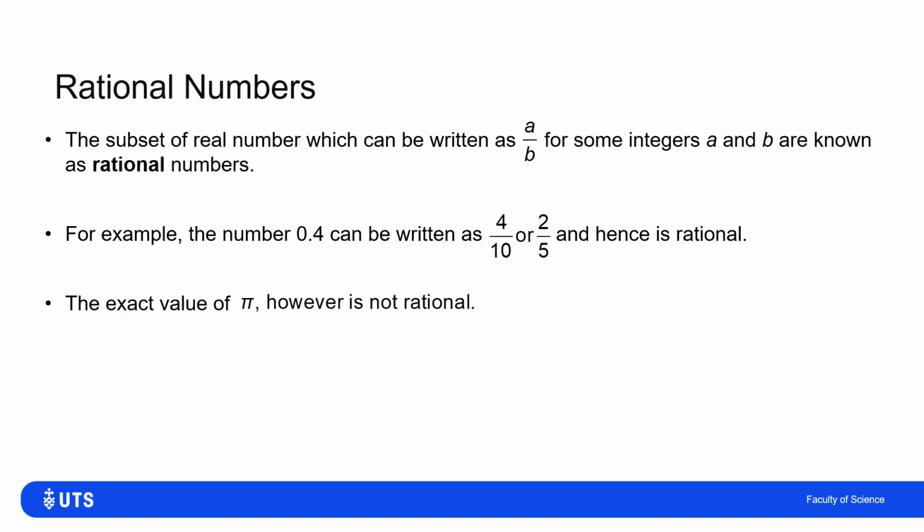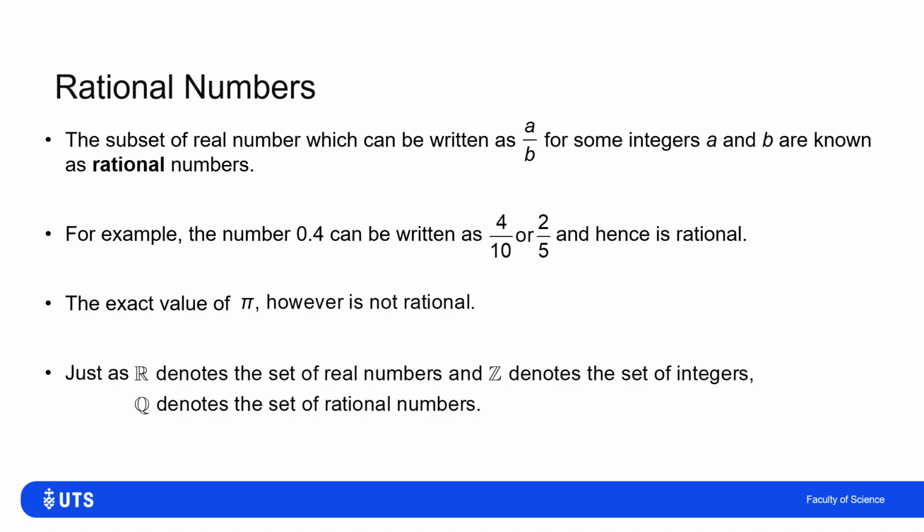Famously, the exact value of pi is not rational. People might write it approximately 22/7. That's true, approximately, but there is no integer divided by another integer form that will give the exact value of pi.